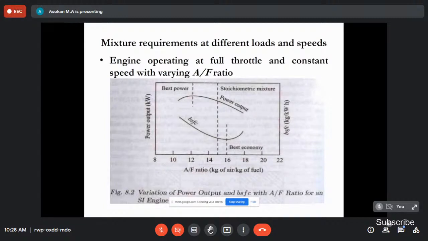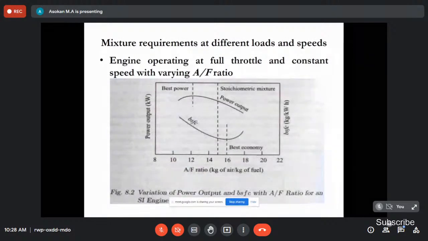When we go for sudden acceleration, that time we need more power, so we go for the rich mixture. So for these different conditions, the carburetor has to supply different air-fuel mixtures. In this graph you can see that 12:1 is the best power and 16:1 is the best economy.